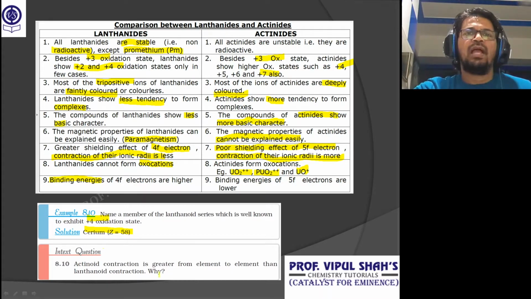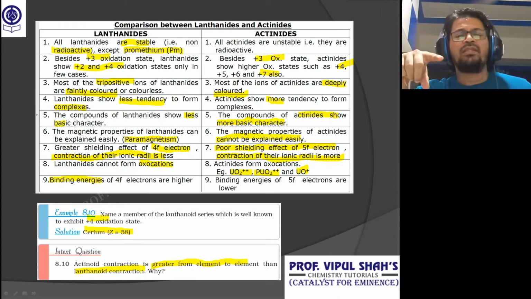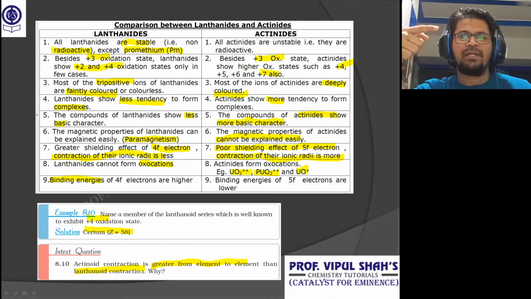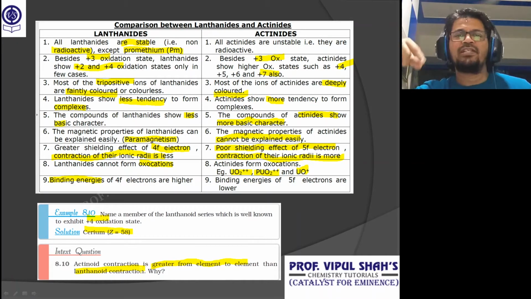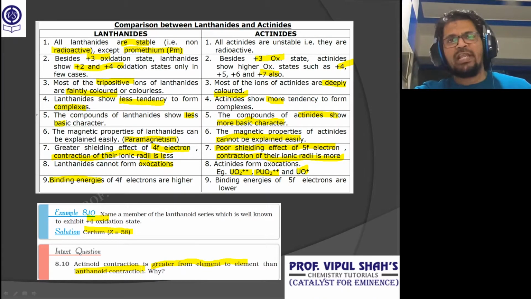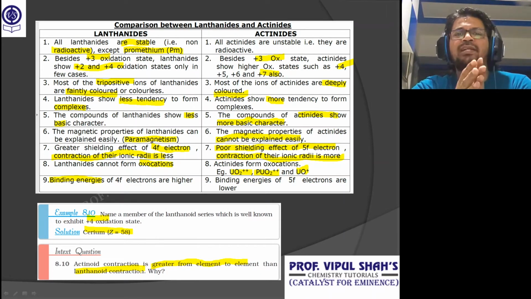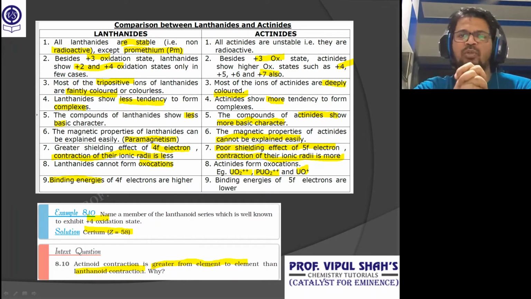Next, people, actinide contraction is greater from element to element than the lanthanoid contraction. Again, the same reason. In case of lanthanides, the pre-penultimate shell is the 4f subshell. For actinoids, the pre-penultimate, that is the last but 2 shell, is the 5f subshell. Compared to 4f, 5f ka shielding is poorer. Shielding is s greater than p greater than d greater than f. So if f ka shielding is poorer, the valence shell is contracted more. So hence we say the actinide contraction is more as compared to lanthanoid contraction.